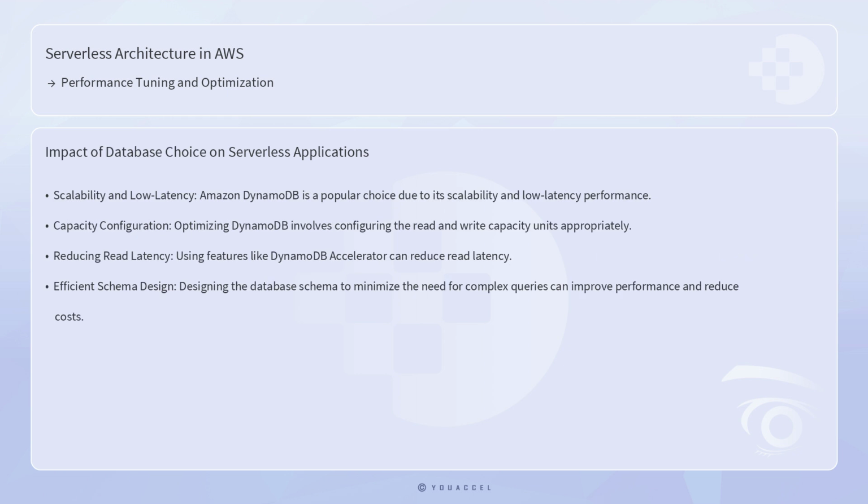The choice of database and data storage solutions also impacts the performance of serverless applications. Amazon DynamoDB, a fully managed NoSQL database service, is a popular choice due to its scalability and low latency performance. Optimizing DynamoDB involves configuring the read and write capacity units appropriately and using features like DynamoDB Accelerator to reduce read latency. Additionally, designing the database schema to minimize the need for complex queries can improve performance and reduce costs.